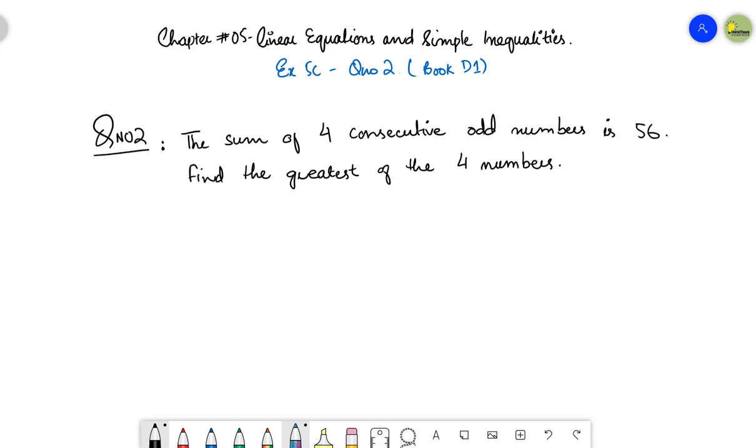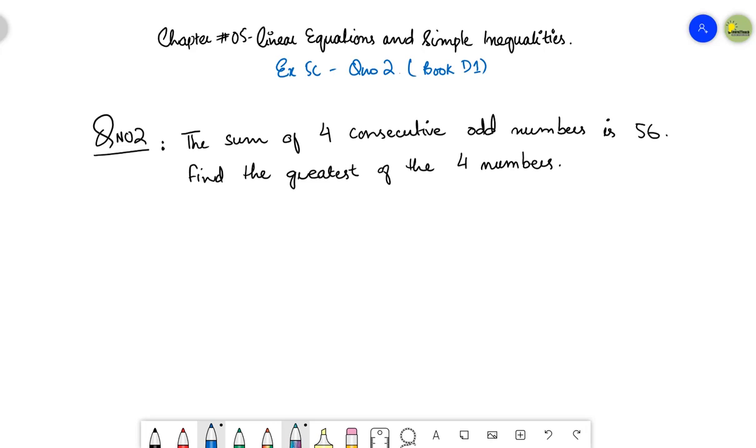So in this video we are going to do exercise 5C question number 2. This is from book D1. In this question it is given that the sum of four consecutive odd numbers is 56. Find the greatest of the four numbers. Basically, we are talking about four consecutive odd numbers.